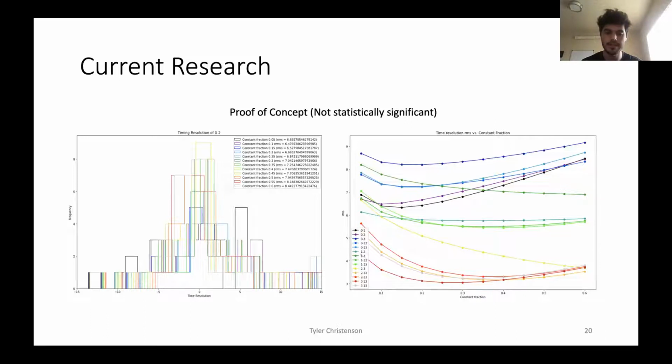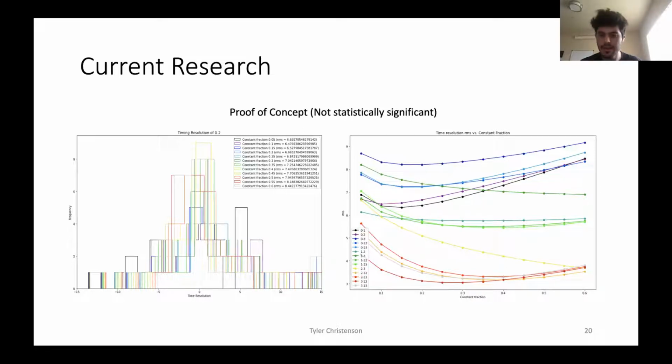This is comparing the timing resolution as a function of the constant fraction. As I change this constant fraction, which determines where the pulse actually starts, it changes the timing resolution between the two channels. Again, I was tasked with trying to minimize this difference in time between the two channels, given this constant fraction. That's what I did on the right plot here.